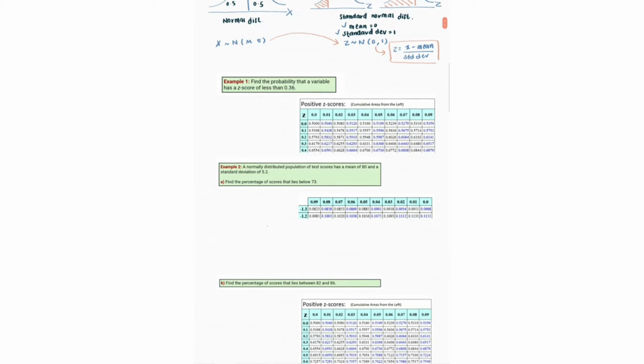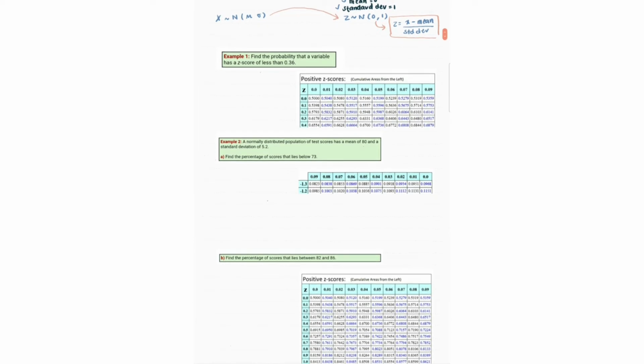So here is example number 1. We want to find the probability that a variable has a z-score of less than 0.36. So how to use the z-score table? First we look at the first two numbers, which is 0.3, and we can find it on the first column, and the next number is 6, which we can find on the first row.